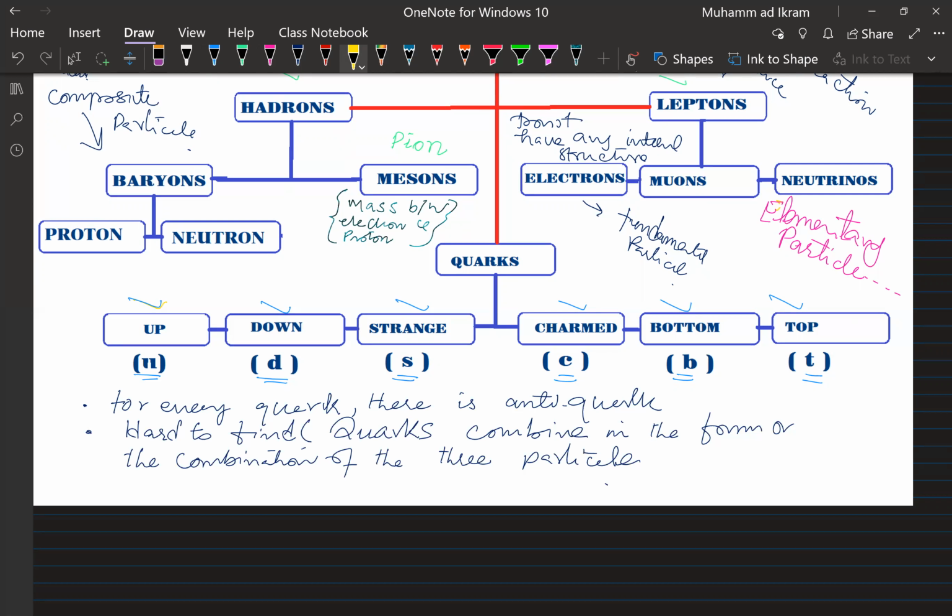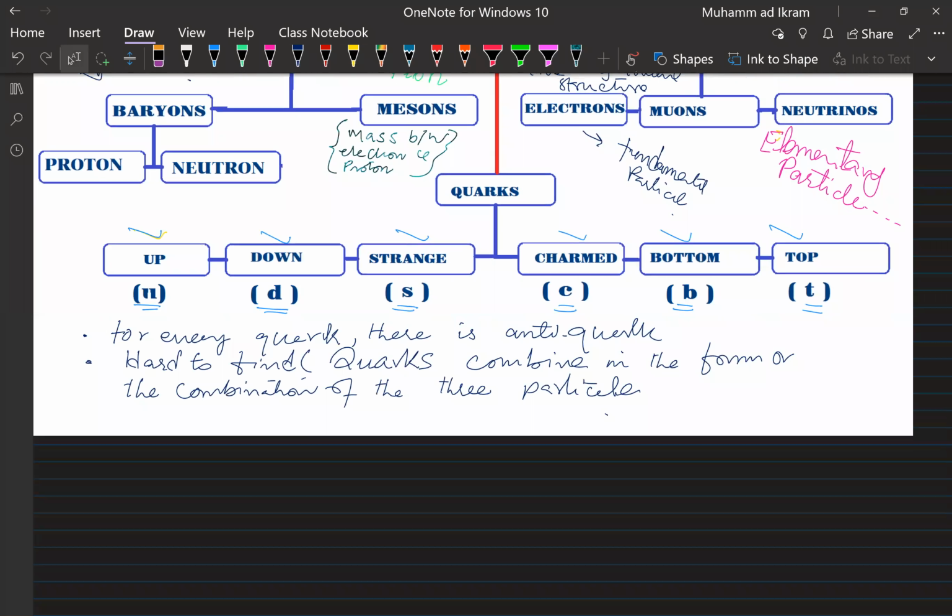Because one important point, this is what I want to write here: they do not exist separately, because they have a charge that is not an integral multiple of the charge on the electron.